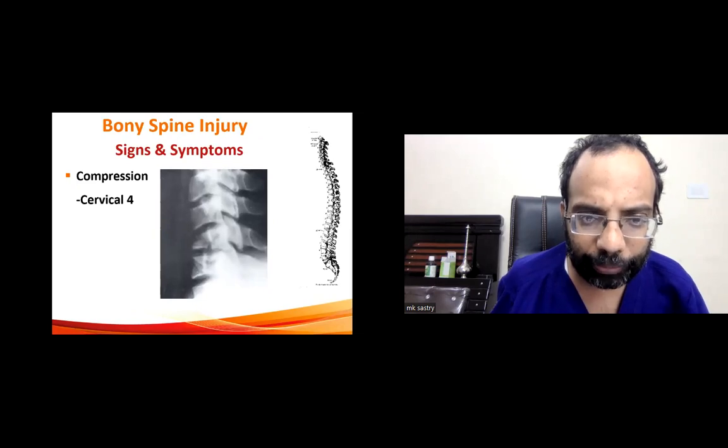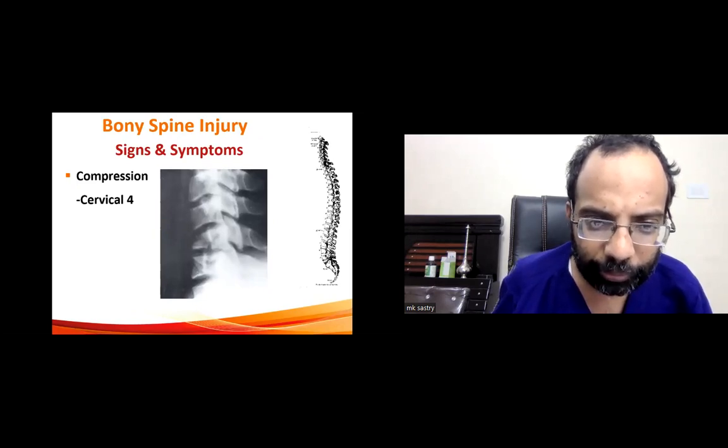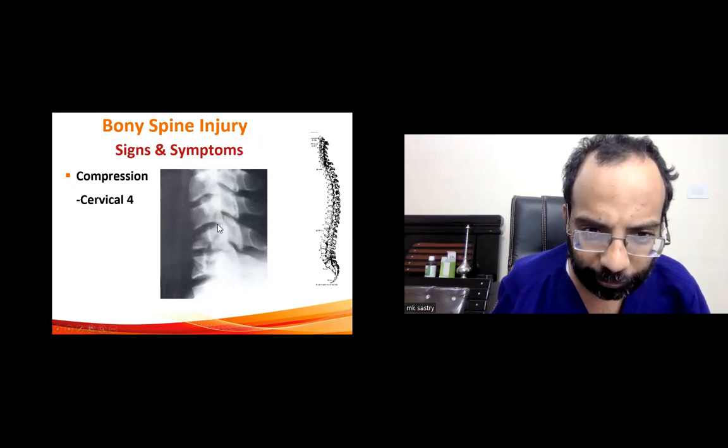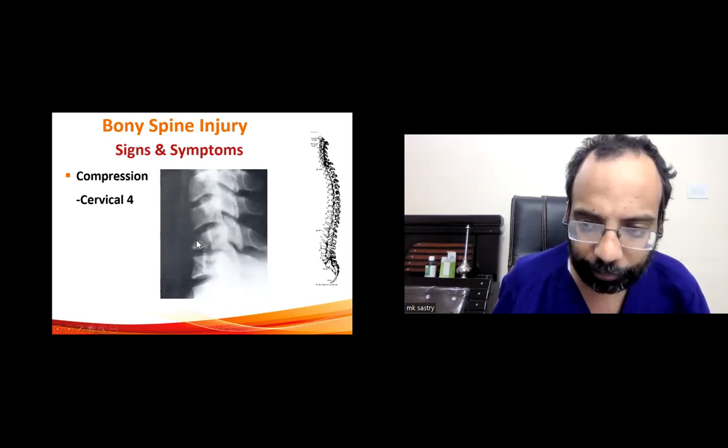So this is a compression fracture. You can see. Walid, can you see the third vertebra? There is a block. Please show your cursor. Yeah, this is called the compression fracture. You can see the broken bone. Go down, little down. Yeah, here you can see.